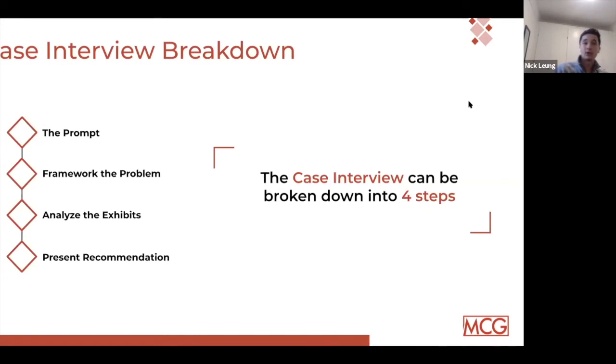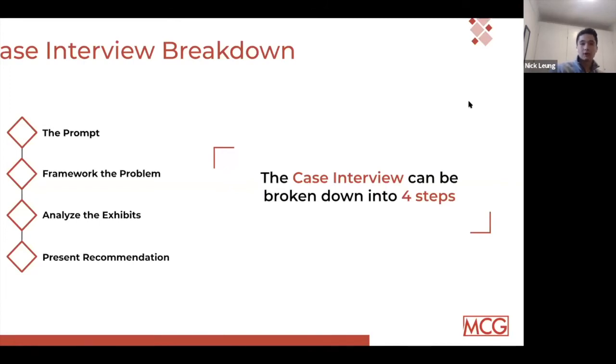It's the prompt, where you're given the background information about the case. It's the frameworking the problem, where you're writing down your methodology or your buckets to analyze the problem, and then presenting that to the interviewer. Then you're analyzing the exhibits.